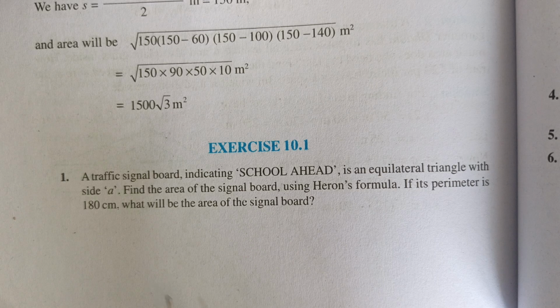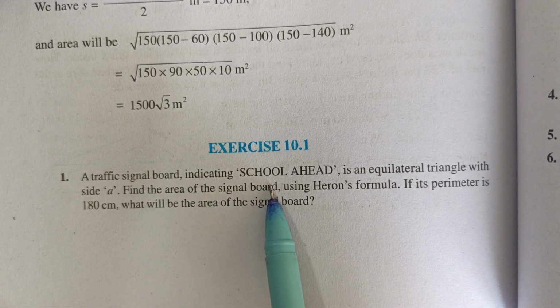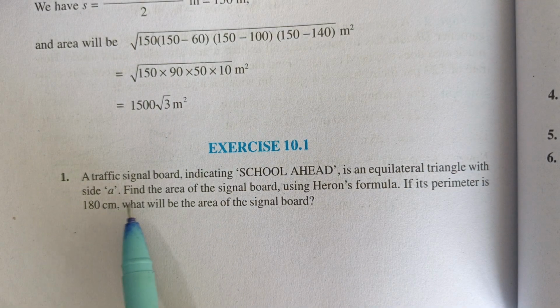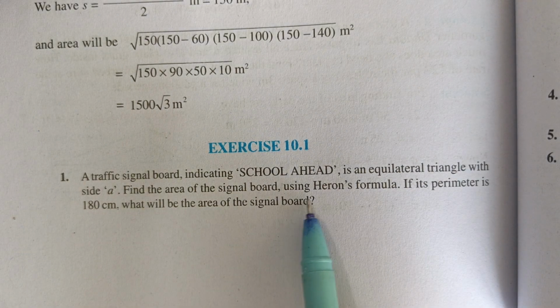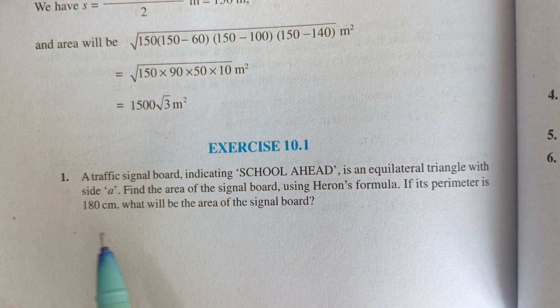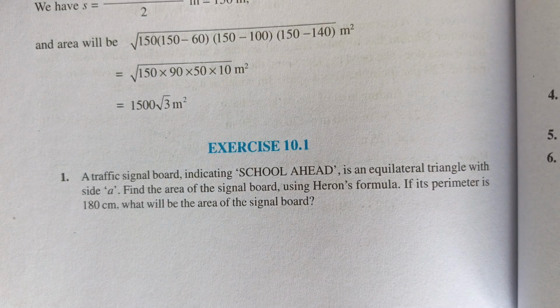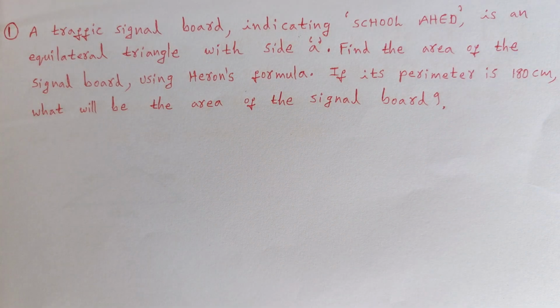Coming to the first question: a traffic signal board indicating school ahead is an equilateral triangle with side a. Find the area of the signal board using Heron's formula. If its perimeter is 180 centimeters, what will be the area of the signal board? Here we have to find the area of a signal board which is in the shape of a triangle. The side is mentioned as small a and the perimeter is also given as 180 centimeters. So we have to find the area.